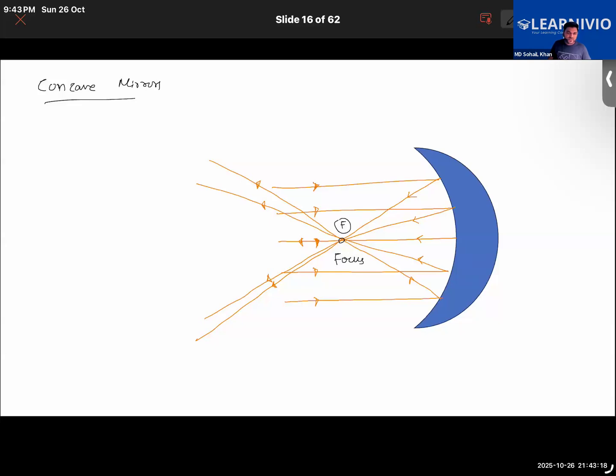Yeah, basically what happens in the case of the convex mirror is that the rays of light are going to diverge away in different directions. Here, they are converging. Converging means to come to meet at a point.